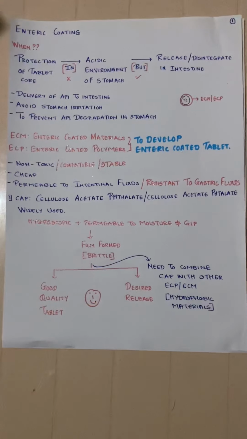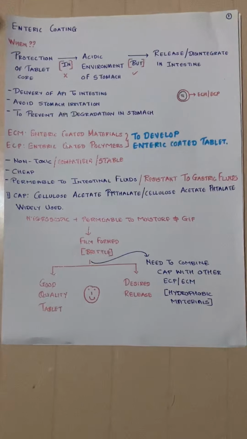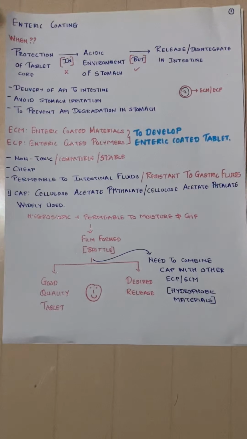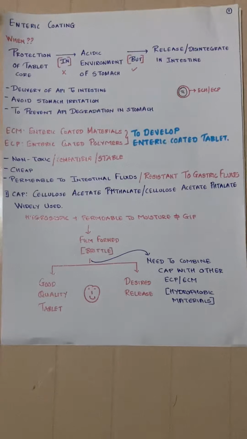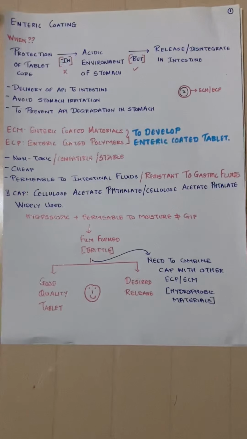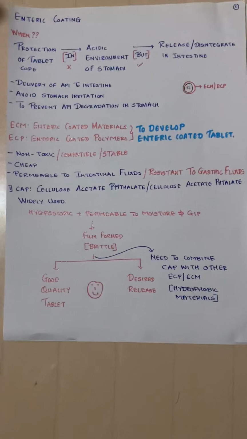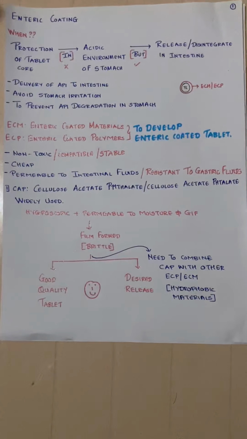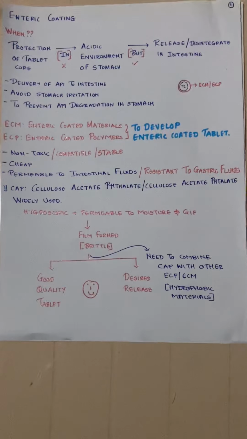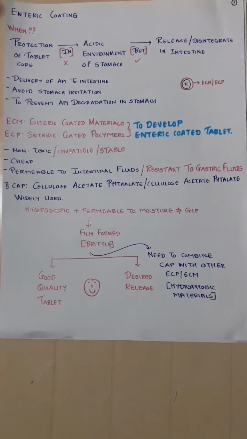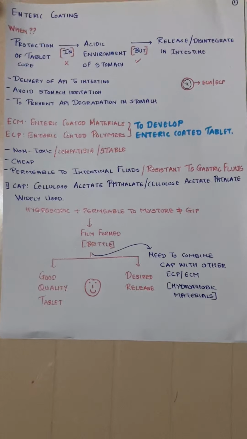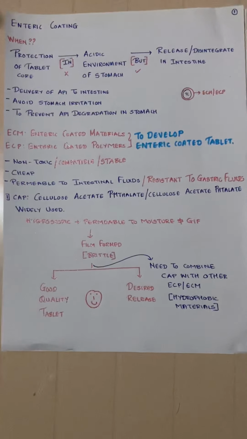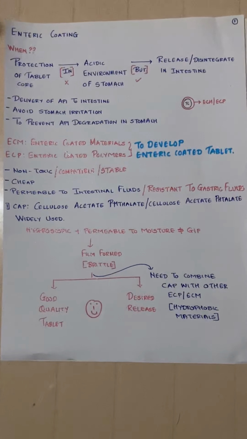The first enteric coated polymer to study today is called CAP, also called cellulose acetate phthalate. Cellulose acetate phthalate is the enteric coated polymer which is more widely used. But the problem with cellulose acetate phthalate is that it is extremely hygroscopic, that means it can easily allow moisture entry. And the second disadvantage is that it is extremely permeable to the gastrointestinal fluids.